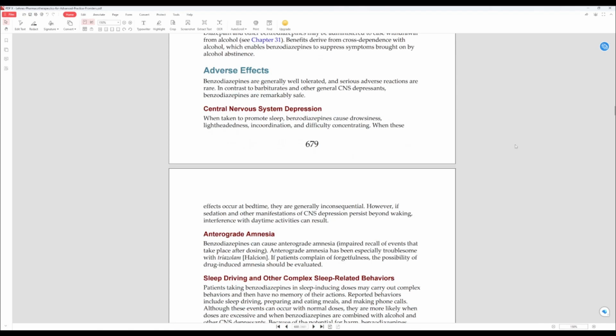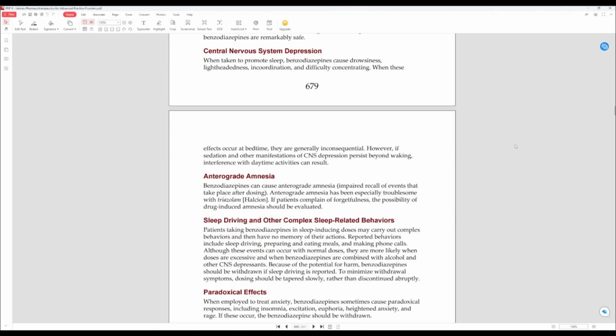But that doesn't mean there are not adverse effects. Benzodiazepines are generally well tolerated, and serious adverse reactions are rare. In contrast to barbiturates and other general CNS depressants, benzodiazepines are remarkably safe. So, its adverse effects on the central nervous system via depression.